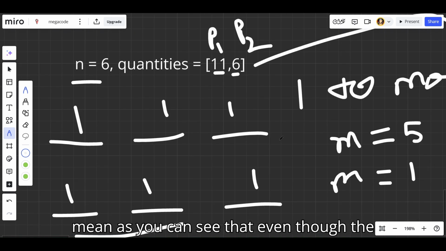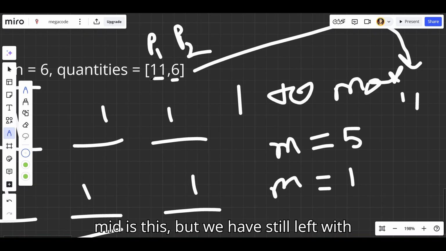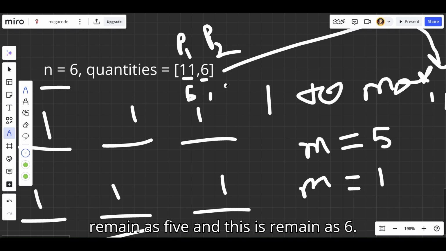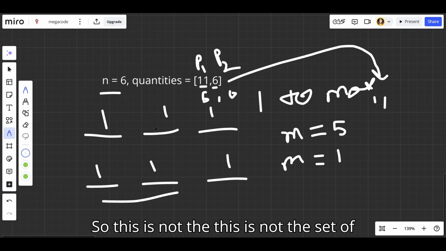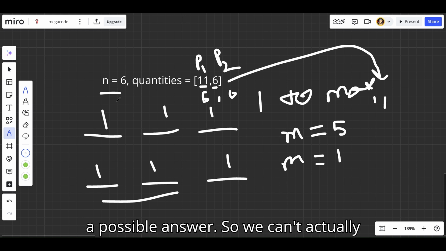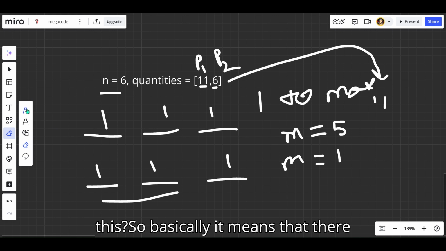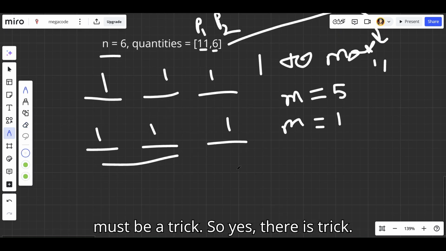As you can see, even though the mid is this, we are still left with product remaining: this one remains as 5 and this one remains as 6. So this is not in the set of possible answers, and we can't actually use this number. So how can we determine this? Basically, there must be a trick. So yes, there is a trick.